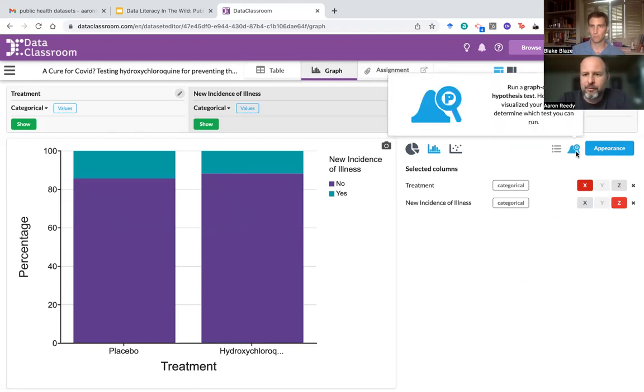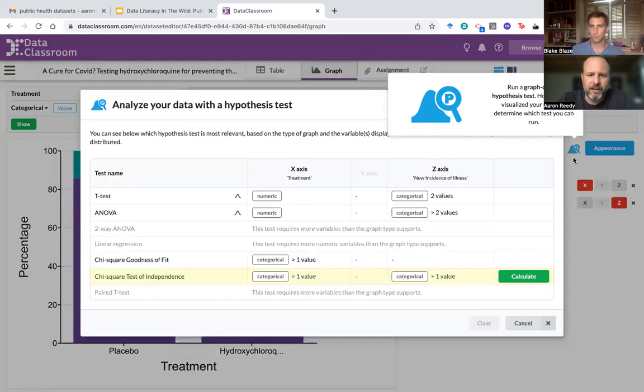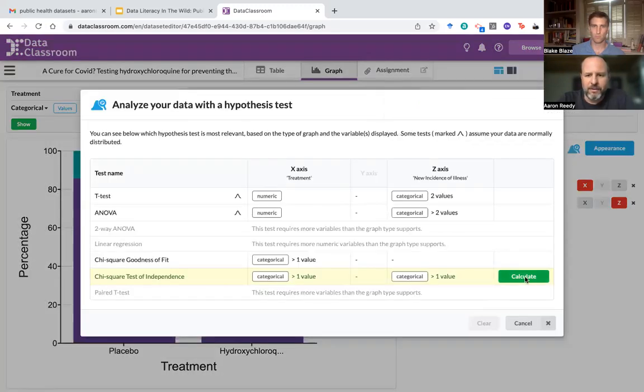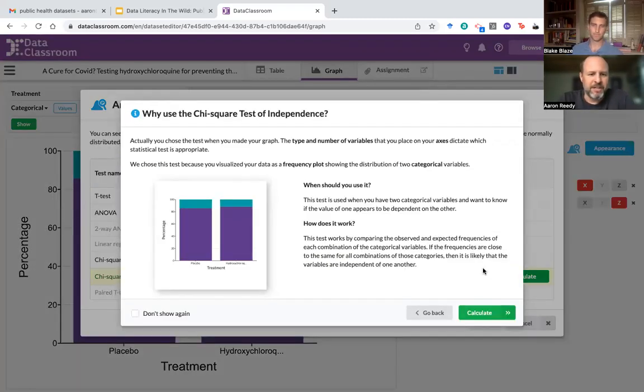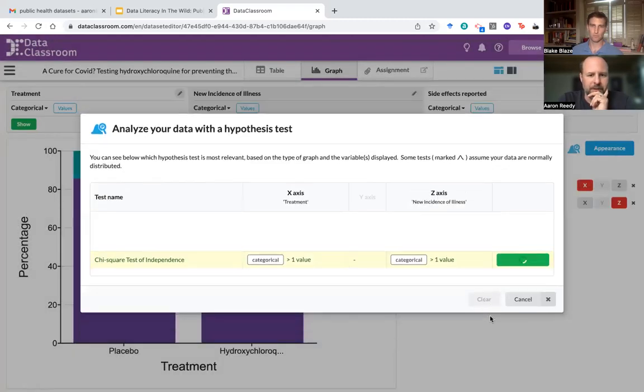hydroxychloroquine group. But if we run a statistical test on this, which I'm going to do over here, and we ask, what's the probability of getting results like this due to random chance alone? We're going to run a chi-square test of independence. It is testing to see if the frequencies of counts across these two variables look like they're independent of one another, or if they look like they're related to one another.